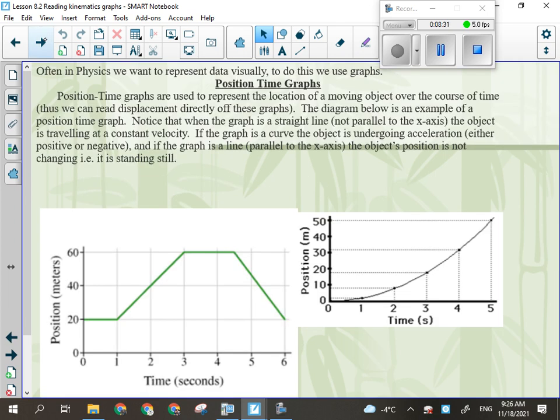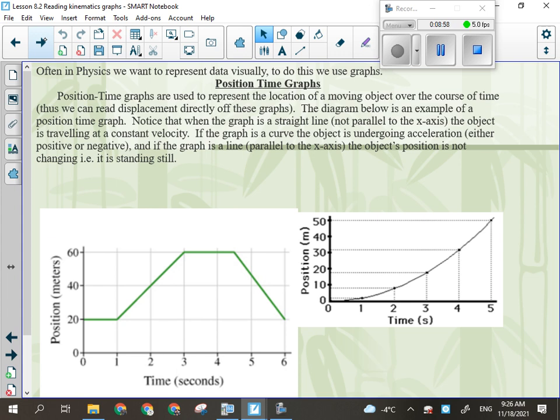A position versus time graph represents or shows us visually where an object is, its position, at various points in time. So as a function of time. The shape of those graphs can tell us about the movement of the object. Obviously, we can read the position of the object right off of the graph. That's what the graph is showing us.